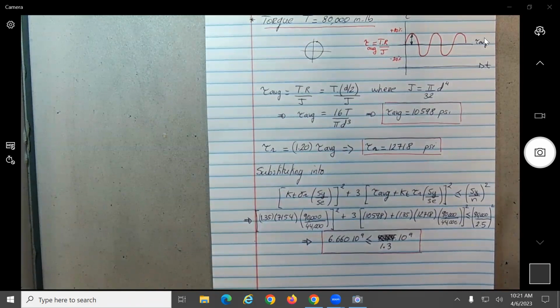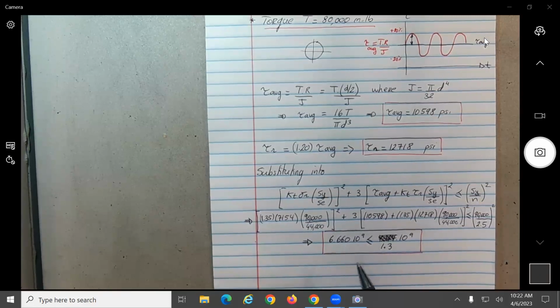Did you change anything on the left side? No, when I plugged that in, I got that value. Okay, so guys, check. Two persons got that one and two got this one.